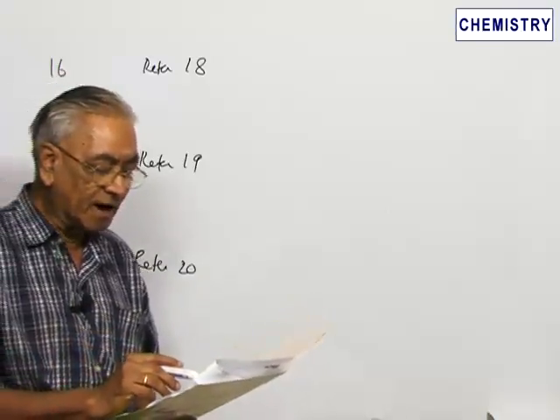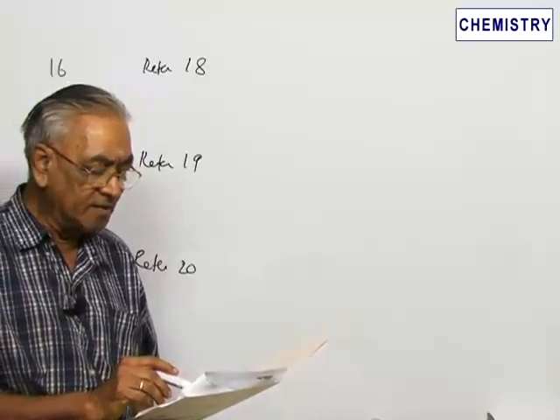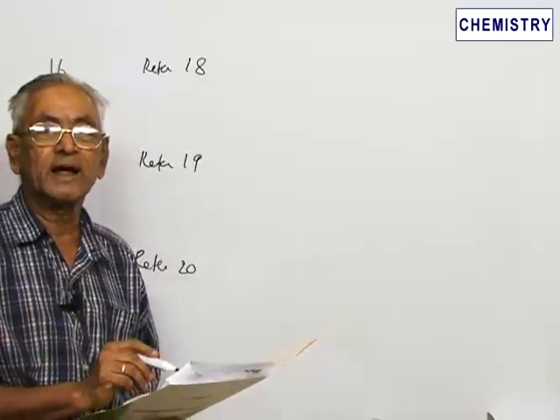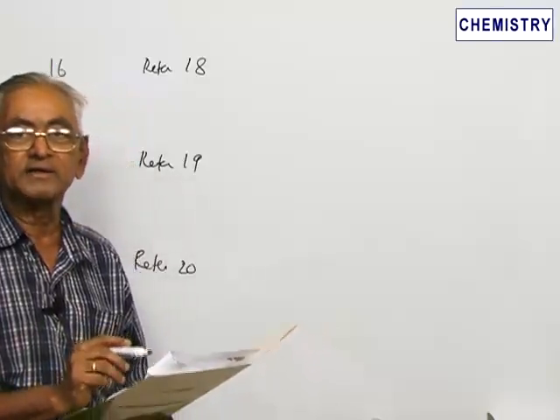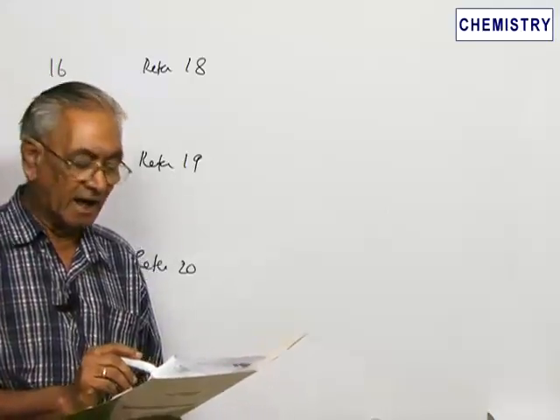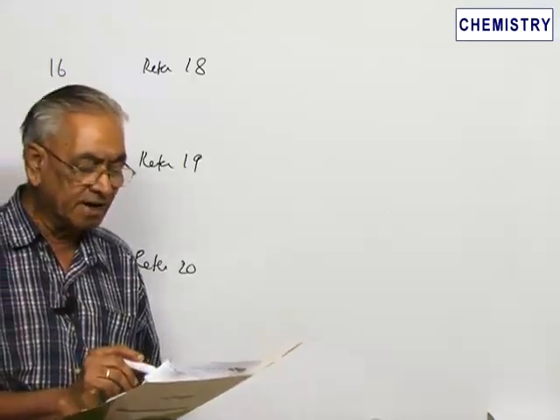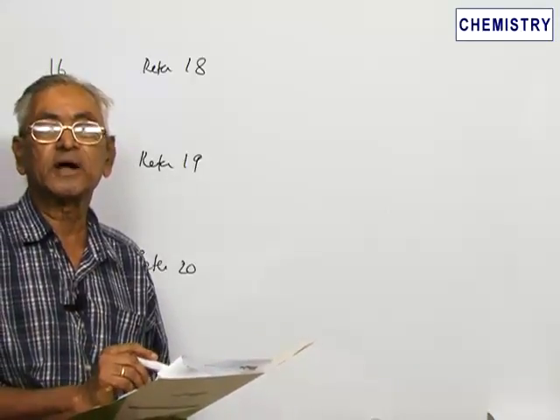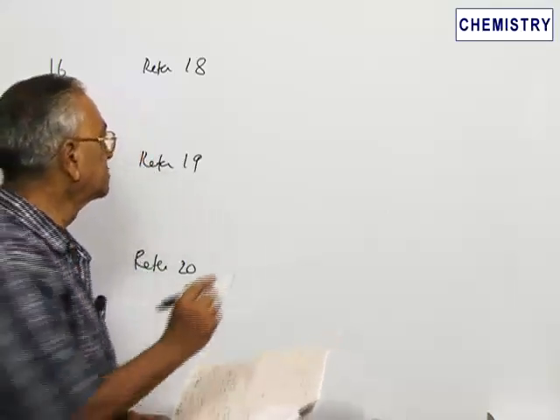In the estimation of carbon and hydrogen, 1 gram of a carbohydrate gave 1.47 grams of carbon dioxide and 0.6 gram of water. That is, the amount of carbon dioxide available is 1.47 grams and the amount of water available is 0.6 gram. The question asked is the percentage of carbon that is available in the organic compound. The question is very simple.